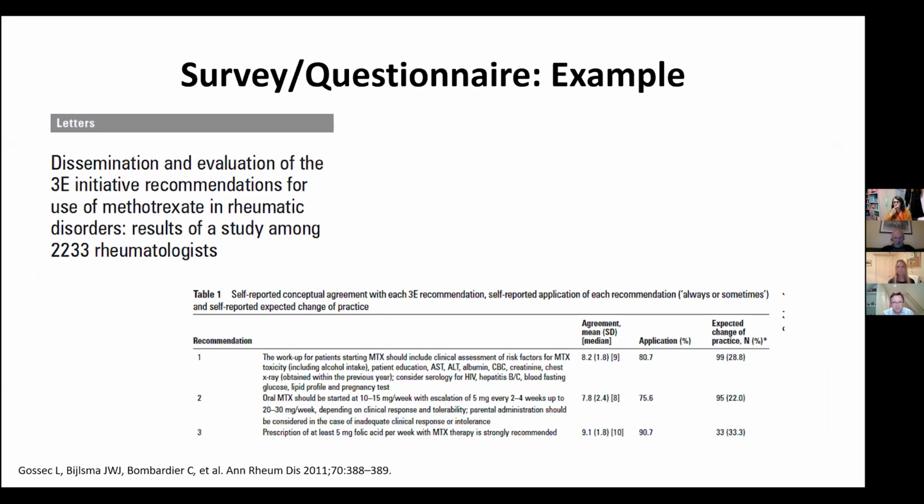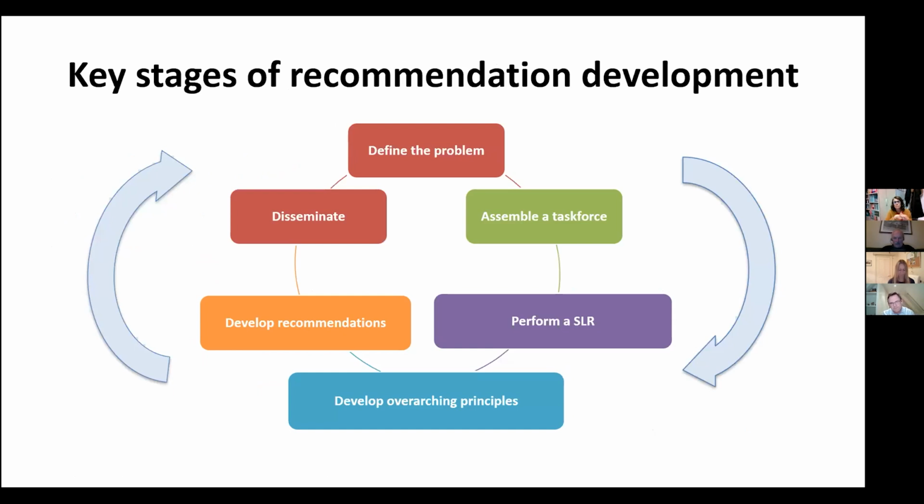If you look at the table at the bottom, here's recommendation 1, here's the text of the recommendation. This was sent out to 2,200 rheumatologists, and the mean level of agreement was 8.2 out of 10. People would apply it in 80.7% of the cases for the first recommendation, and it would change their practice in 28% of people, forgive me. So that's very simple, but it gets a lot of attention. It's another publication and it helps to complete the circle.